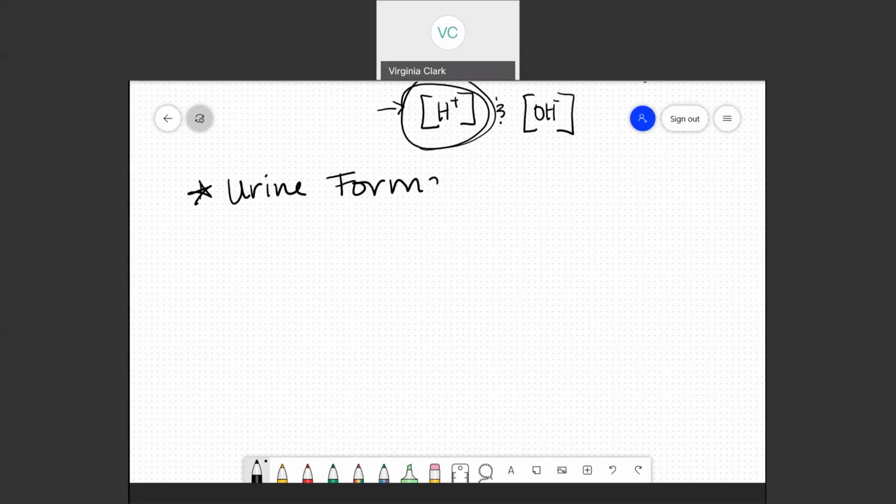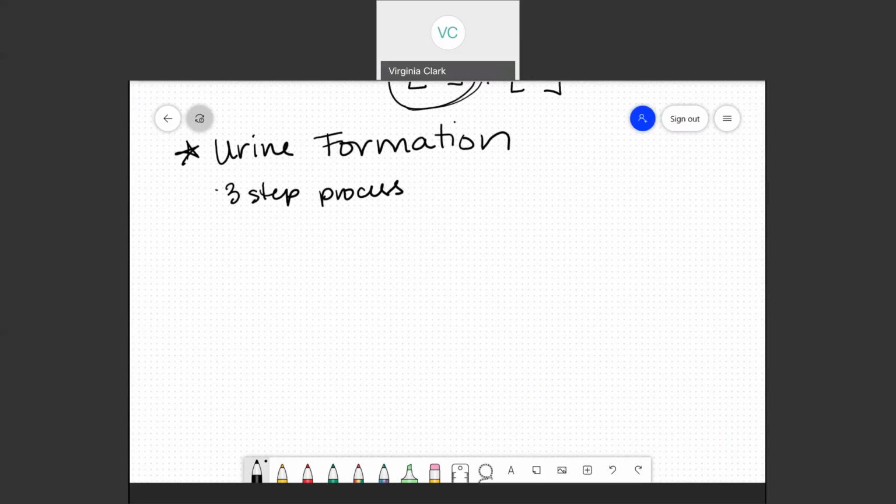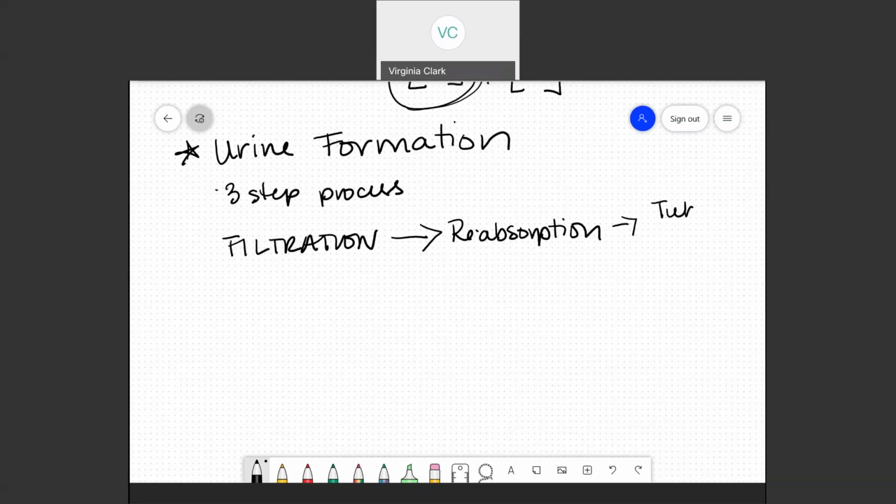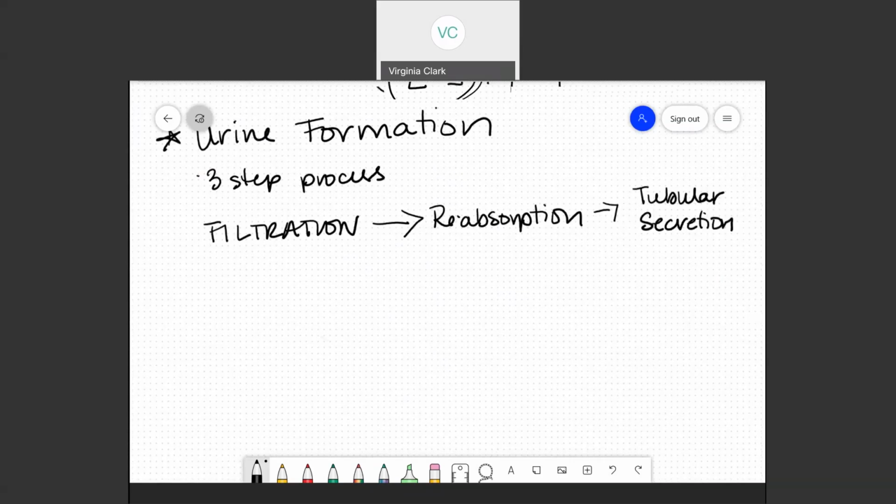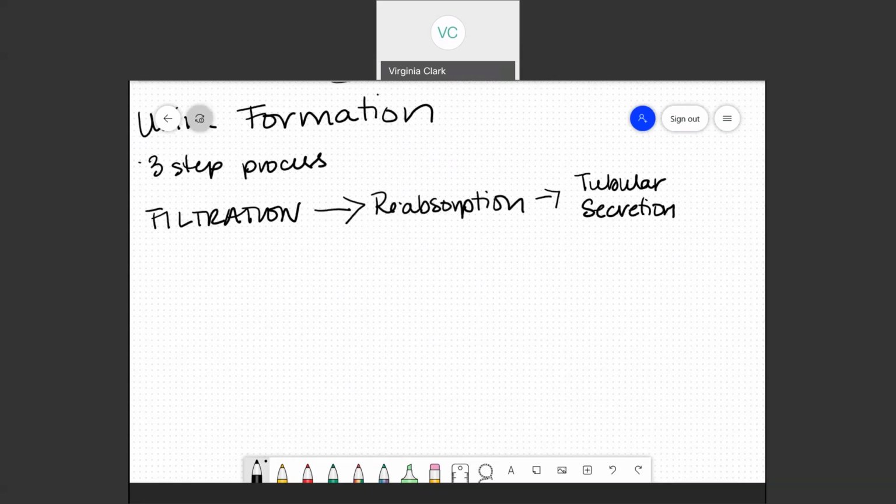And we're going to go through this, and this is where we are going to end for this exercise. So how do you actually form urine? It's a 3-step process. So first you will go through a process of filtration. You're going to filter out from the blood. Then you're going to go through a process of reabsorption. And then you're going to go through a process of tubular secretion. So let's break these down. And then at the end of this, you are going to have urine.